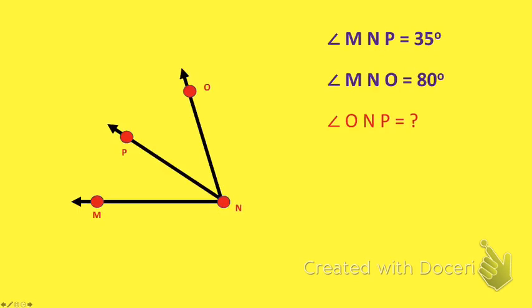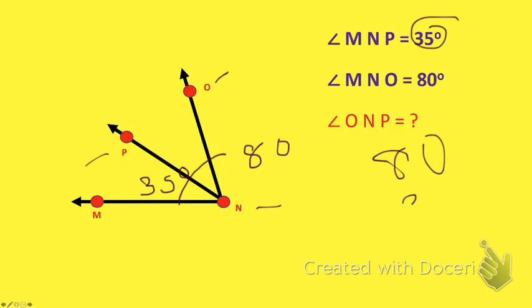Okay, the next one we have is angle MNP. Our guide says that that's 35 degrees. So we're going to make this 35 degrees. It also says that MNO is 80 degrees. So all of this is 80 degrees. What is the measurement of ONP? Here's ONP. Well, we know the whole thing is 80. We were able to identify one angle at 35. So now we subtract. 8 becomes 7. We get a 10. We get 5. And we get 7 minus 3 is 4. So angle ONP is 45 degrees.